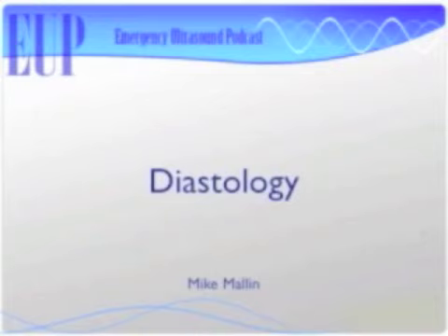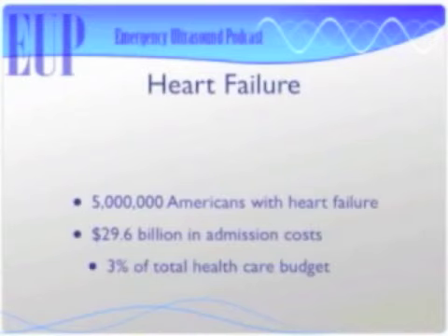So getting started, we're just going to talk a little bit about heart failure. Diastolic heart failure is basically typical heart failure that just means that the heart doesn't work well in diastole. You can have systolic heart failure, you can have diastolic heart failure, you can have both at the same time. The trick is that about 5 million Americans have heart failure and about $29.6 billion are spent on admission for heart failure in the United States, which is 3% of our total healthcare budget. That's not chump change. That's a pretty big deal. So this is a pretty important area for us as emergency physicians to have some knowledge about.